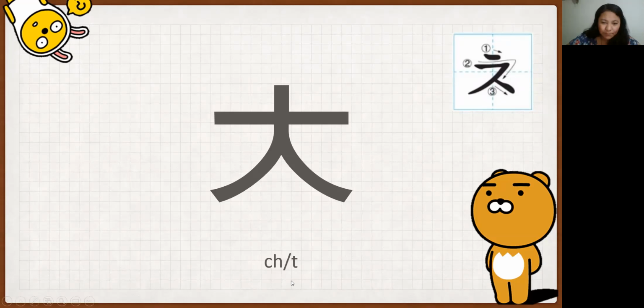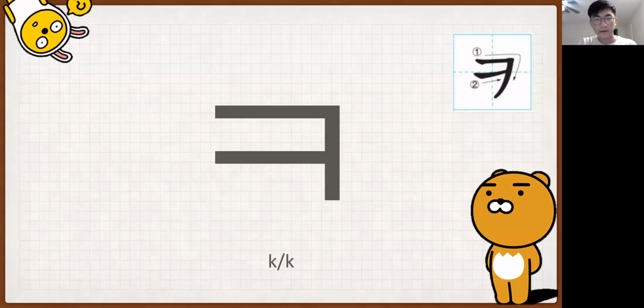And also, if you put this as a batchim, it will make the same ending like what we were talking about, similar to the ending of the word that. Okay, so chieut. All right, we'll move on to the next consonant.